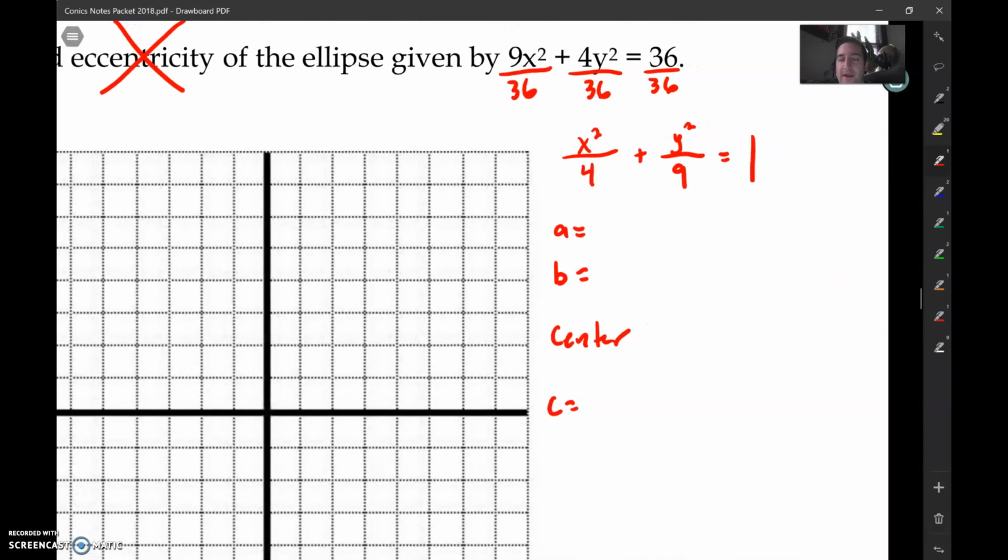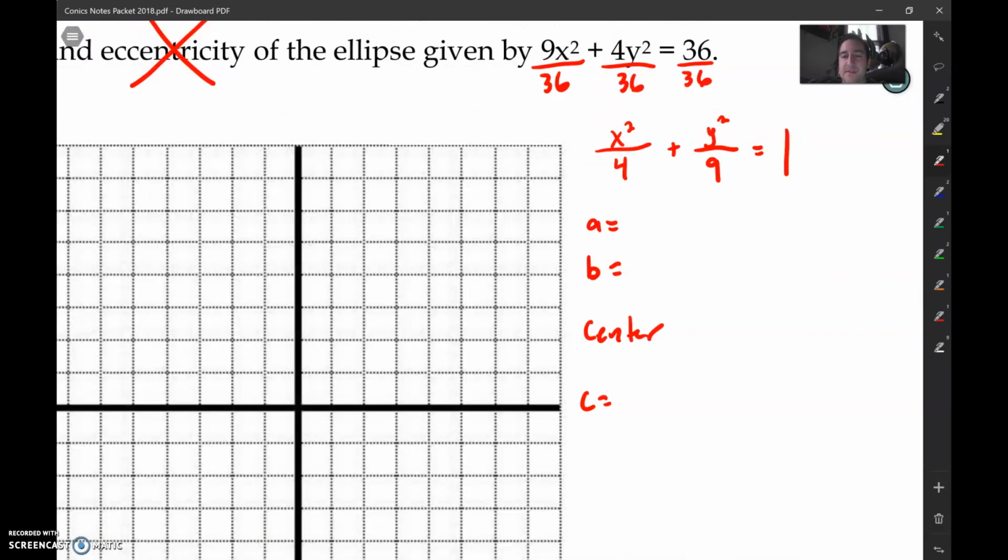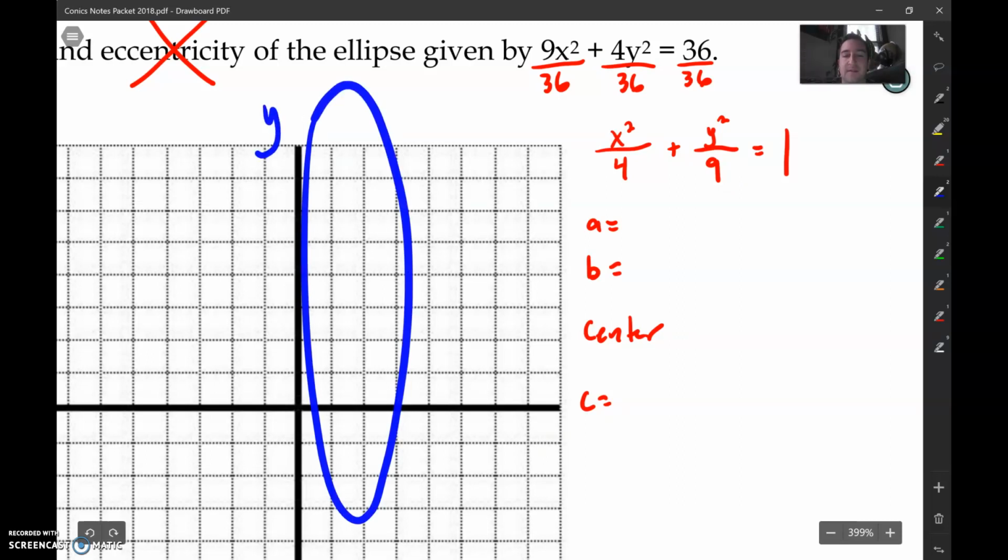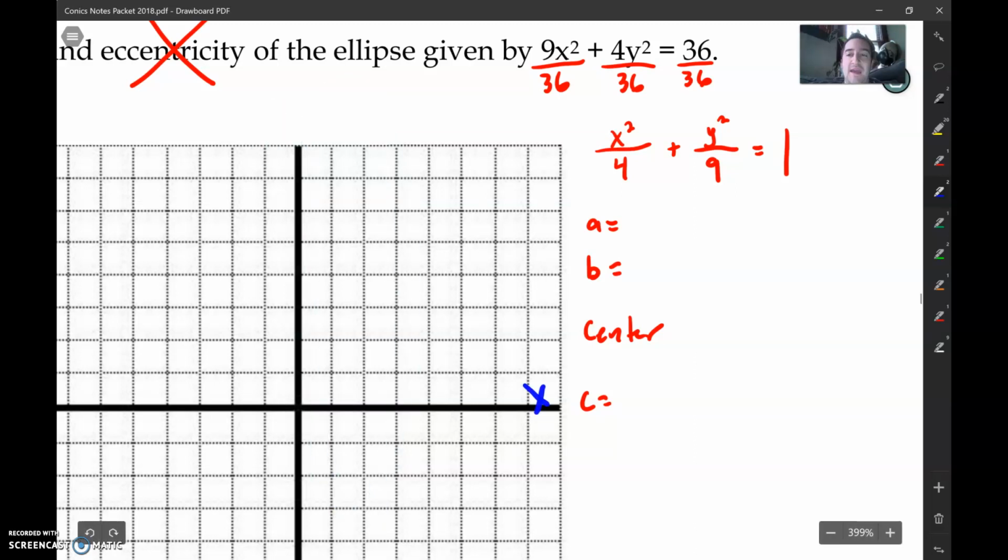My first thought when I see this is: is this ellipse going to be more horizontal, or is it going to be more vertical? And so I look for where my bigger number is, and I see the bigger number, I'll use blue, underneath the y squared. So that means this is going to be taller, think y-axis. It's going to be taller than it is wide. So that is my A squared, pardon me. So my A is 3. And then the 4 must be my B squared, so my B is 2.